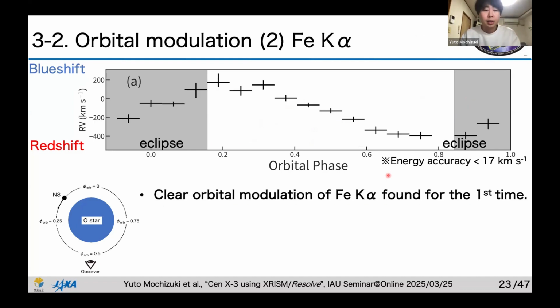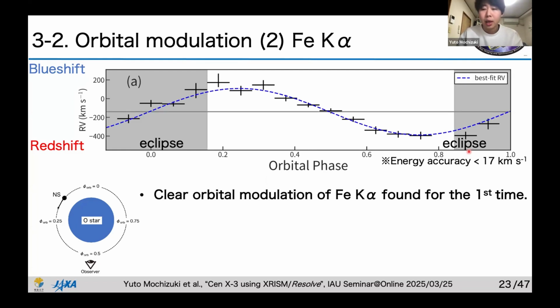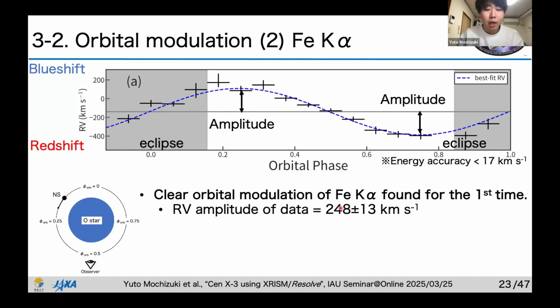On the other hand, the black dots show the result of the iron K alpha line. We found clear orbital modulations in the iron K alpha emission line for the first time. We fitted the data with a sine curve like that and estimated the radial velocity amplitude to be 215 km per sec, and the phase offset to be zero.